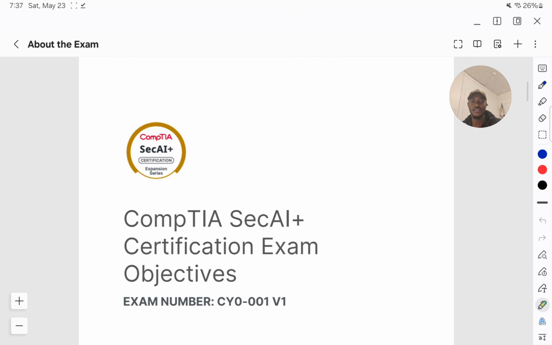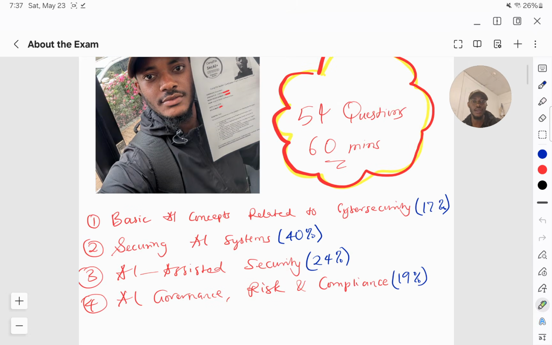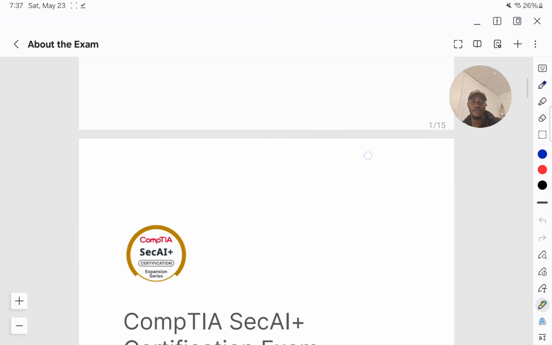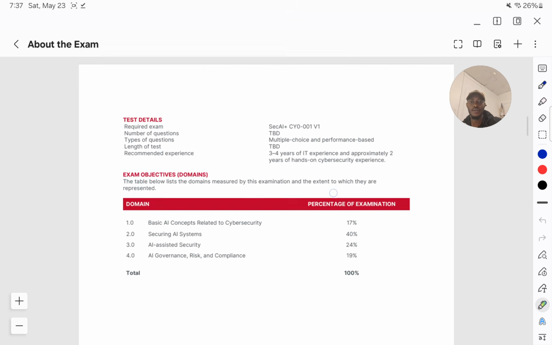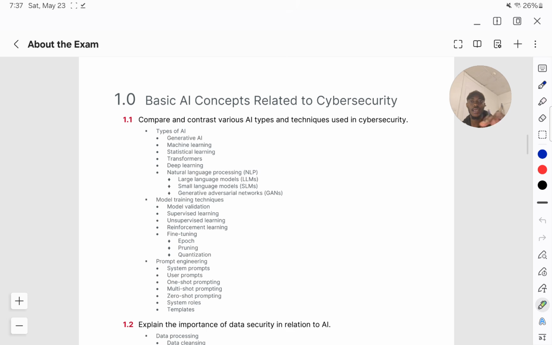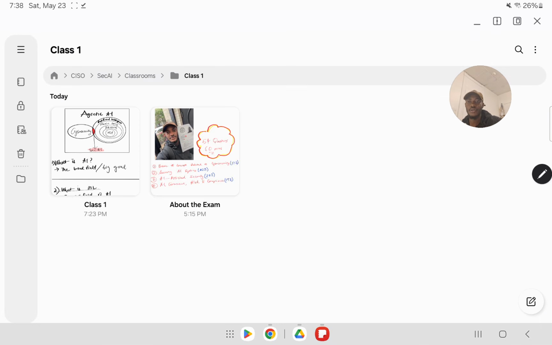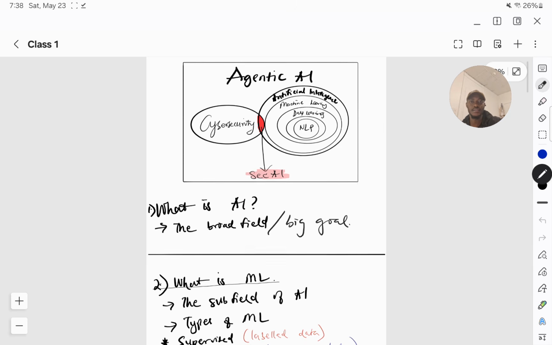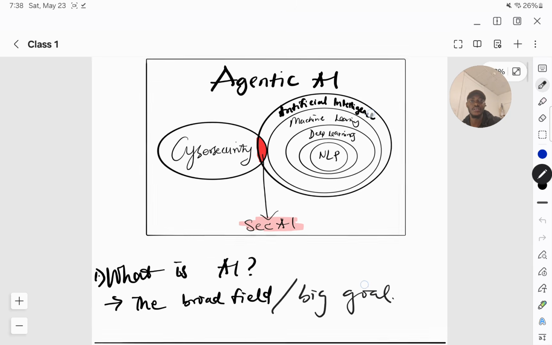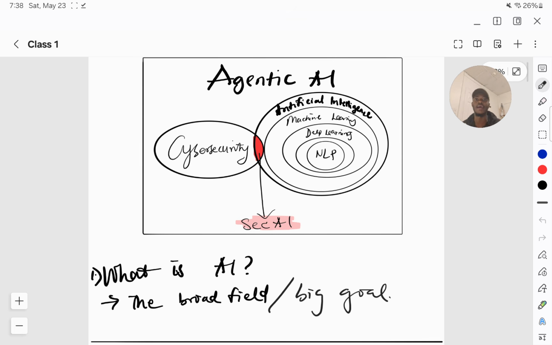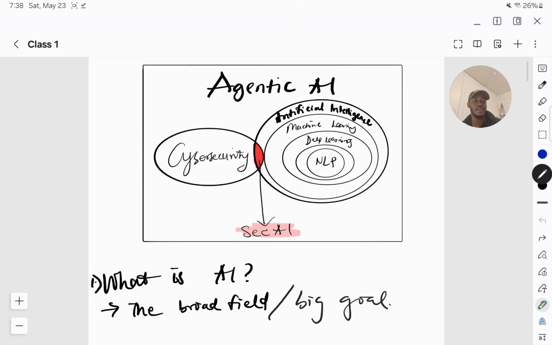So having explained this, I wouldn't just stop here. I would also like to share a few concepts about these basic AI concepts related to cybersecurity. So let's go to the first class. Let's start with the concept of AI. The hottest topic right now is agentic AI. Everybody's talking about agentic AI. Agentic AI is the biggest umbrella that we have right now.